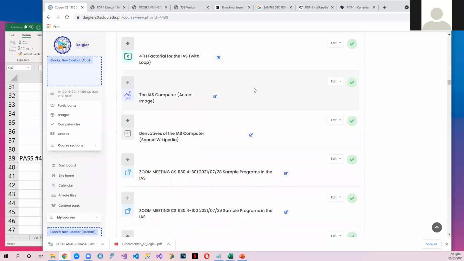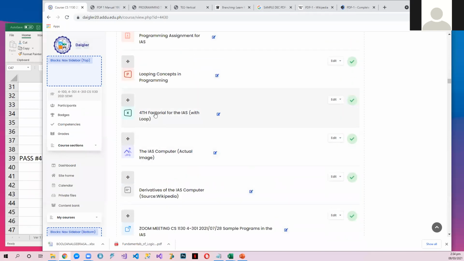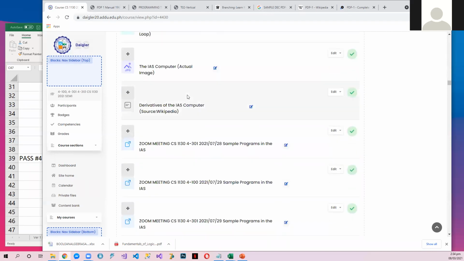And the fourth factorial for the IAS loop is here, no? You follow? The worksheet which I've just shown you is also here. And the looping concepts. Okay? So you can download the example yourself. Okay? Any other questions?